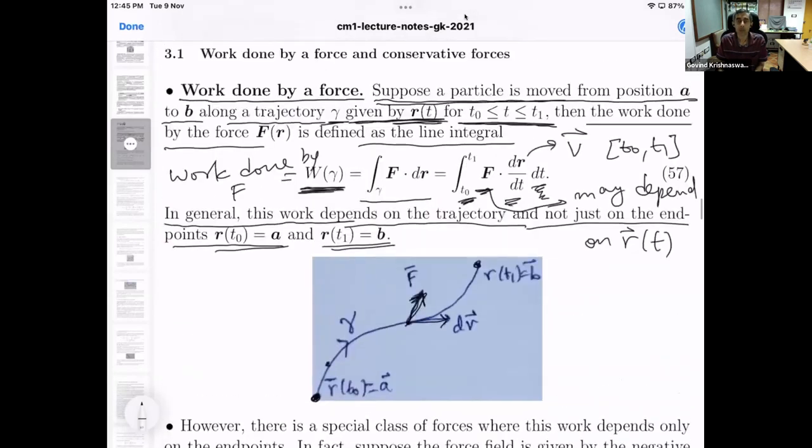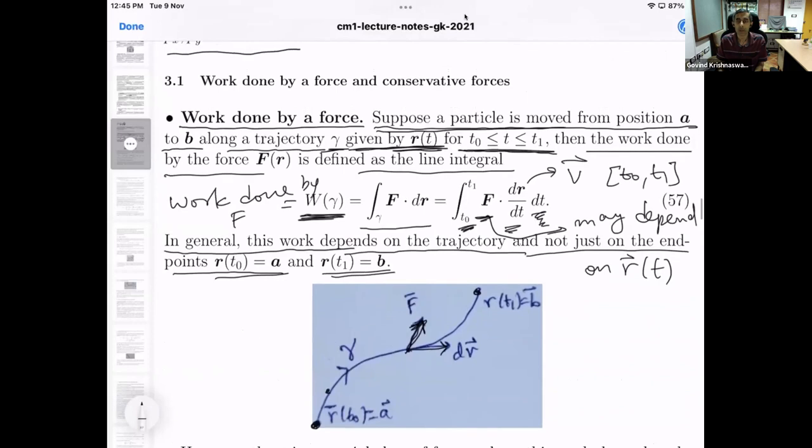Any question about this work? F dot dr is the infinitesimal work done by the force F when the particle is displaced by dr. And we are simply adding up all these infinitesimal works that are done. That is what the integral does for us.